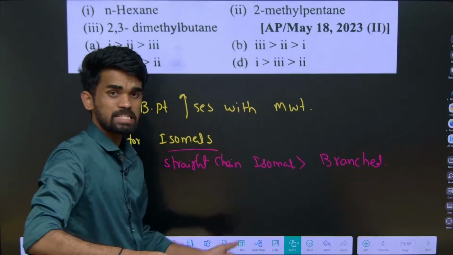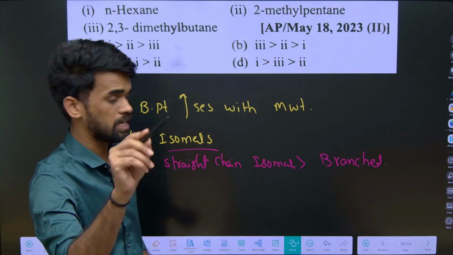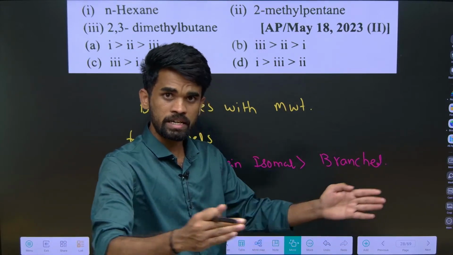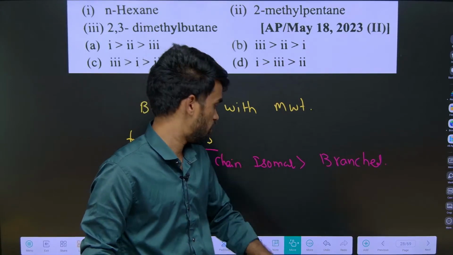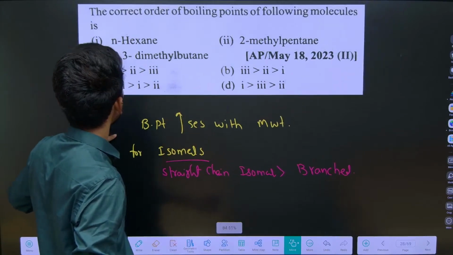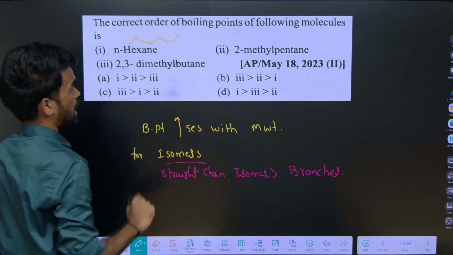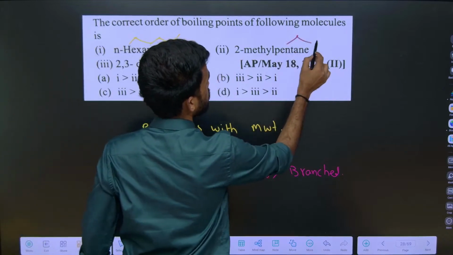It means as branching increases, boiling point decreases because surface area decreases. So the more straight the chain is, the more surface area it will occupy, and the more boiling point it will have. Therefore look here: first one is n-hexane with maximum straight chain, and the next is 2-methylpentane.